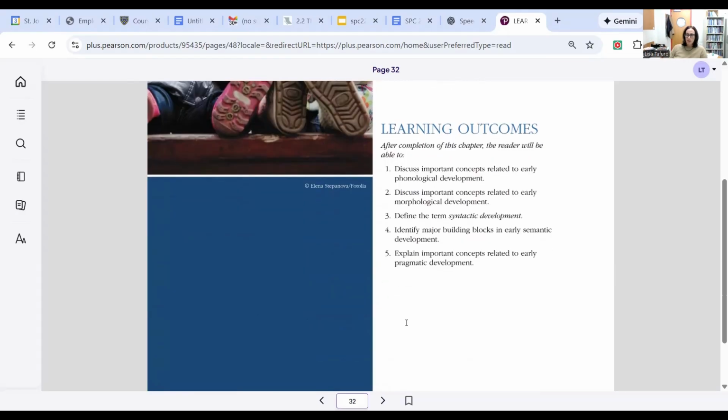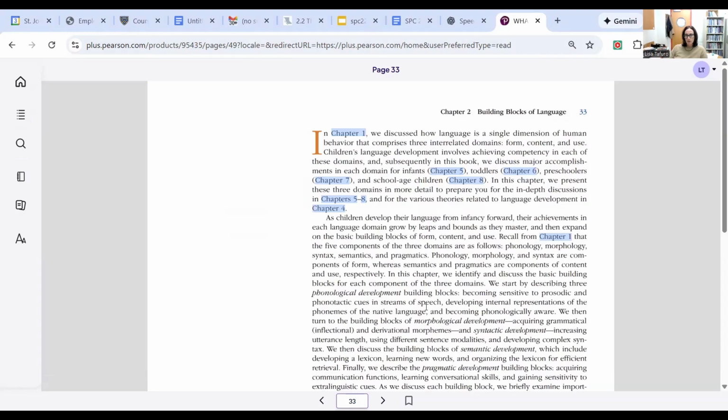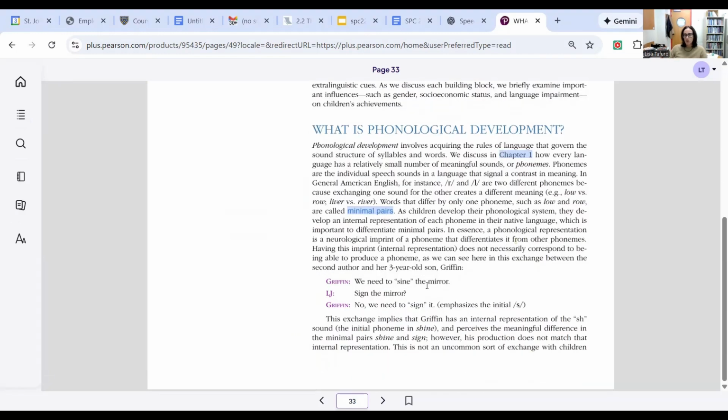looking at the components of language primarily, where we did look at those in Chapter 1. They were introduced, but now we're going to look at each of these components in a bit more depth. And so the conversation starts off looking at phonological development, okay?